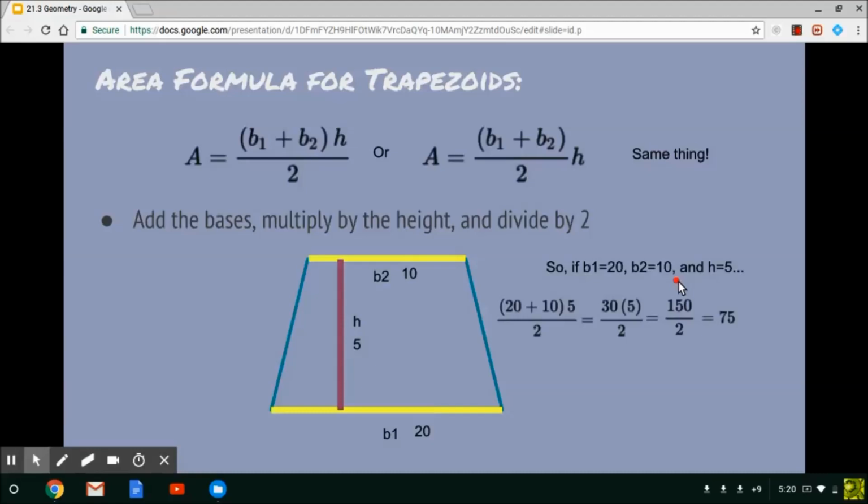So when we plug all of these things in, we just do that, but we have to make sure that we add the bases first. That's the only thing that we might mess up with, is if we don't add the bases. Okay, so the area ends up being 75. And when we're dealing with area, always remember that your units are squared, and if there are no units, to just write units squared.